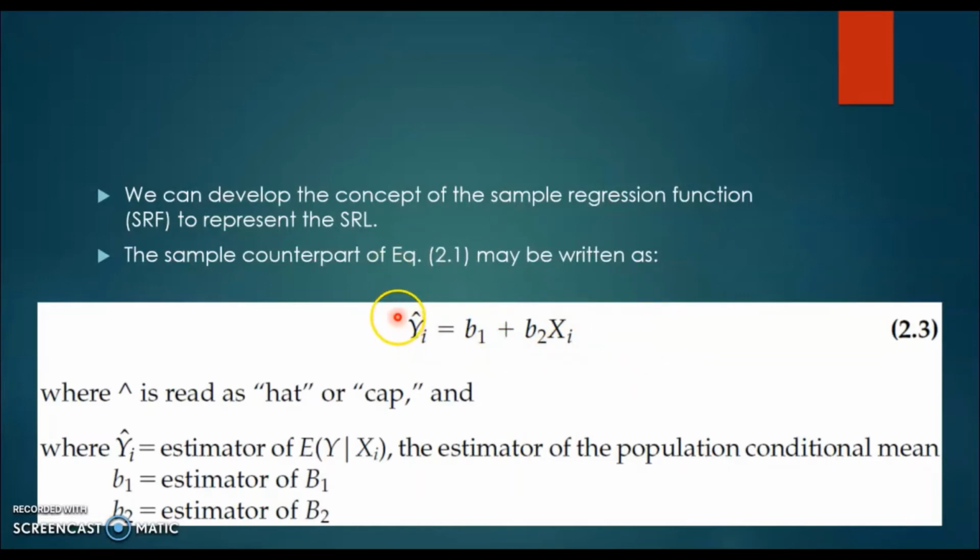Here we have y hat or y cap, which is the estimator of the population conditional means, while B1 is the estimator for beta 1, and B2 is the estimator of beta 2. B1 is in lowercase, and the same goes for B2, which is in lowercase when we write the equation for the sample regression function.